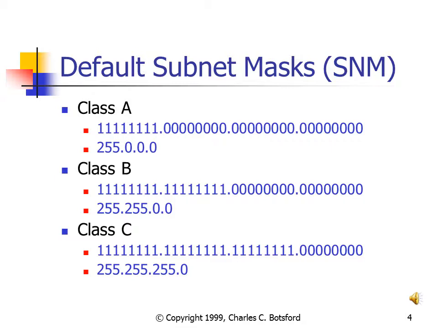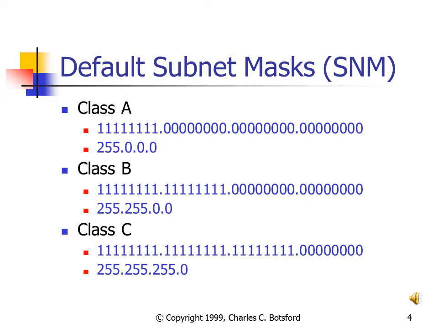Now, Class C, the first 3 octets are set to 1s because in a Class C address, the first 3 octets are the network address, and the last octet is set to 0s, indicating in a Class C that the last octet is the host address. And again, converting this to a decimal number, the Class C subnet mask becomes 255.255.255.0.